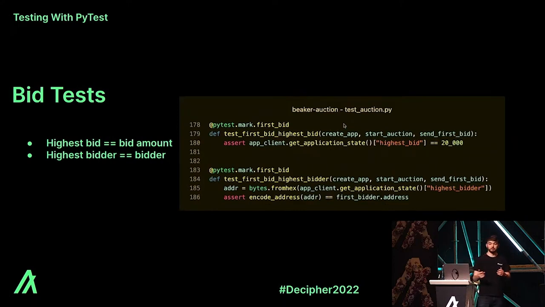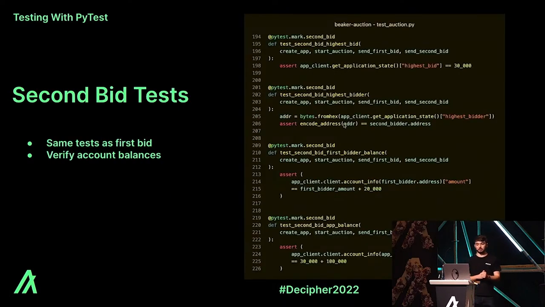And so now we're doing something very similar on our bids. So for our first bid, we're verifying that the bid amount is updated properly, much like we did when we started the auction. And then we're verifying that it saved the highest bidder. So we're verifying that the state was updated properly.